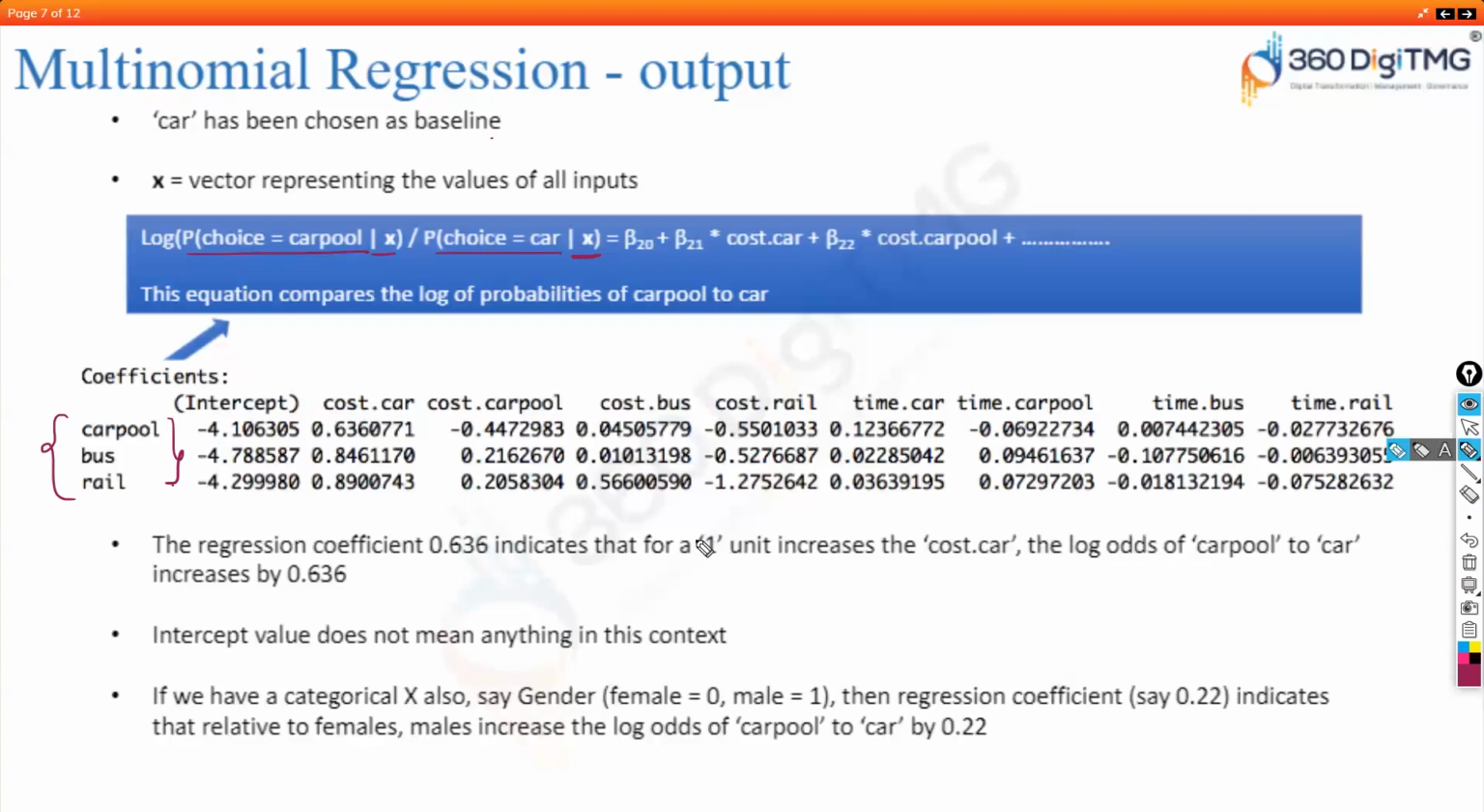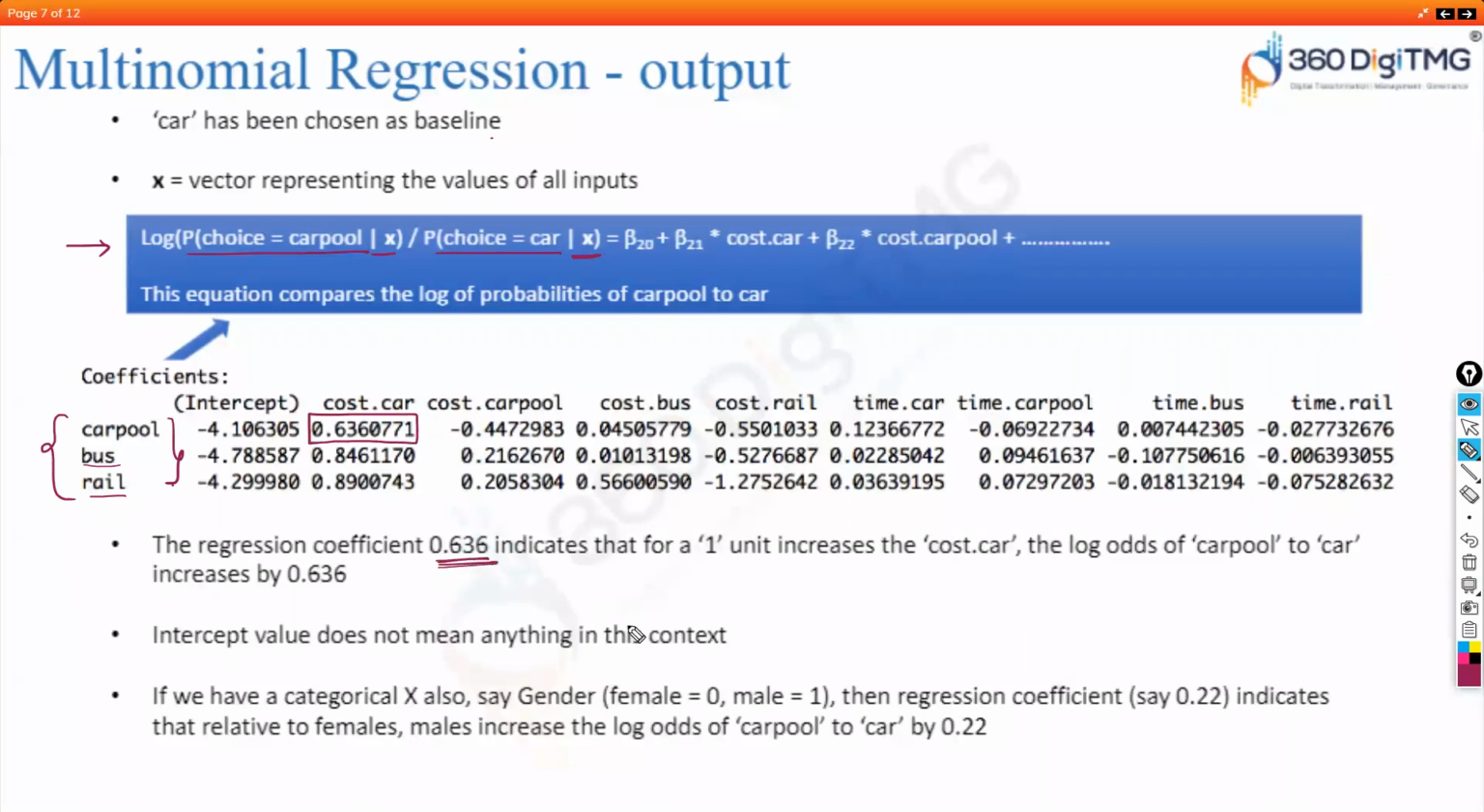Now, given this kind of data or given this kind of equation, you can formulate other equations also. What is the probability of choosing a bus given the inputs in comparison to the probability of choosing a car given those inputs? What is the probability of choosing rail given inputs in comparison to the probability of choosing a car given the inputs? And then you have a regression coefficient, which is 0.636.